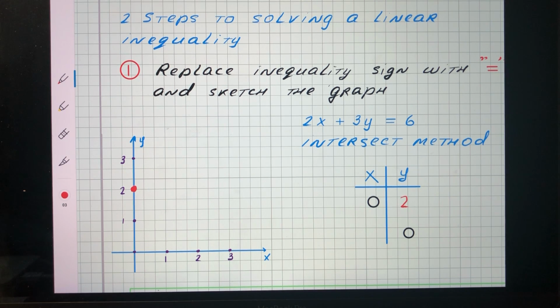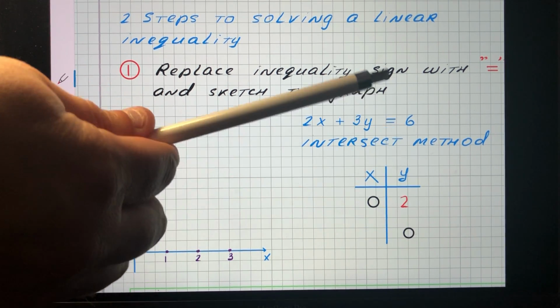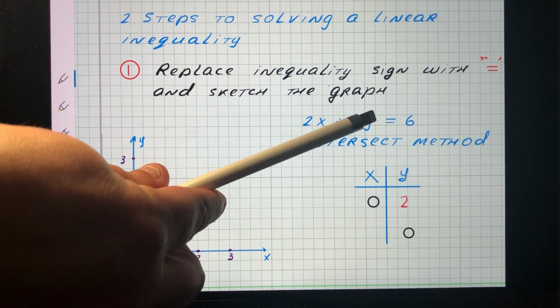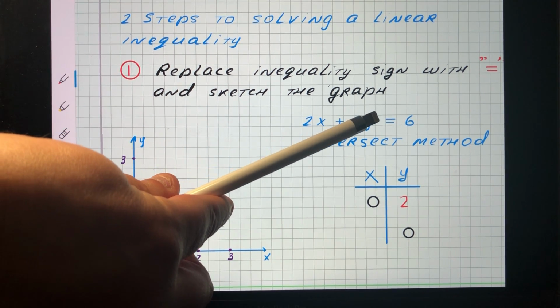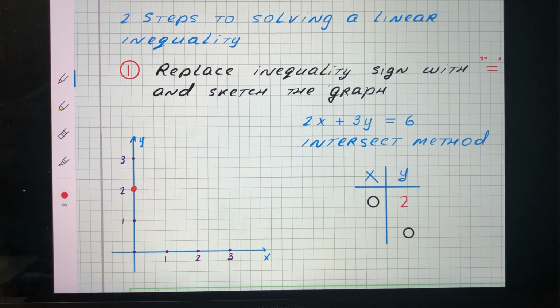Now let's find the x-intercept. To find the x-intercept, we make y equal 0, and if y happens to be 0, that makes 2x equal 6. So, of course, x would be 3. So let's put that in for our answer and on the graph. Now we need to connect these two dots.